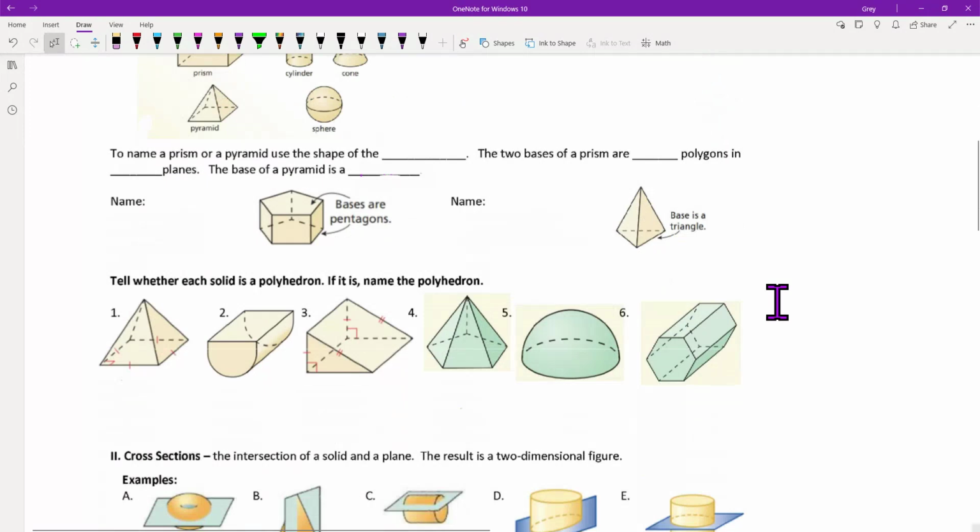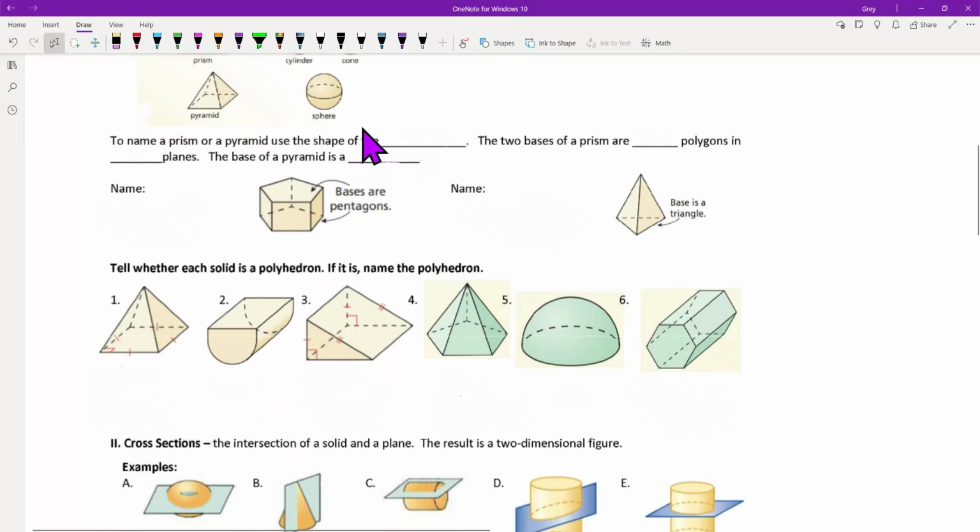So to name a prism or pyramid, you use the shape of the base. The two bases of a prism are congruent polygons in parallel planes, and that's really important because that's going to help you know what it's called. The base of a pyramid is always a polygon. So in our prism, these two bases that they're pointing to are pentagons. They are congruent polygons in parallel planes.